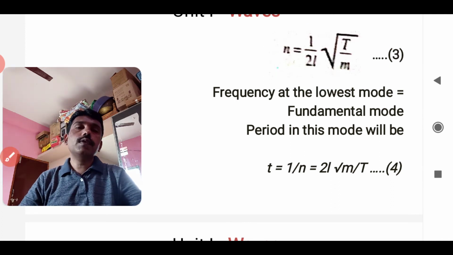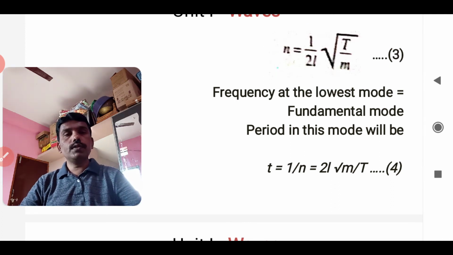And as this frequency is for the lowest mode and the smallest value, it is called the fundamental mode, as it is for the lowest frequency value. In the same case, if I want to find out the period for the same mode, that is the lowest mode or fundamental mode.